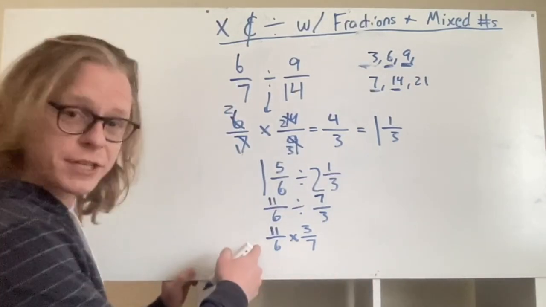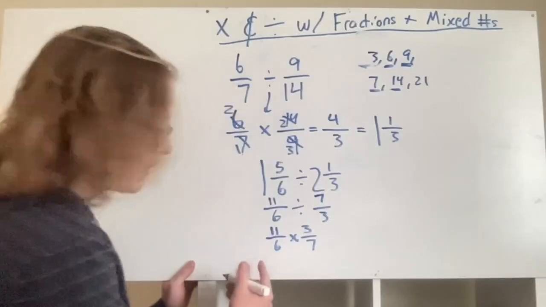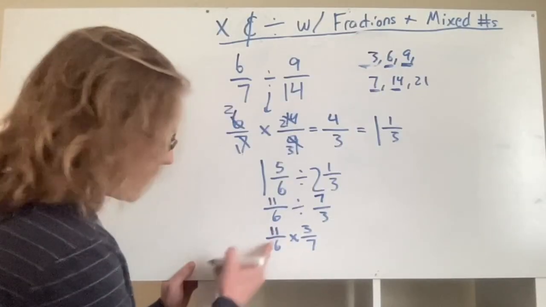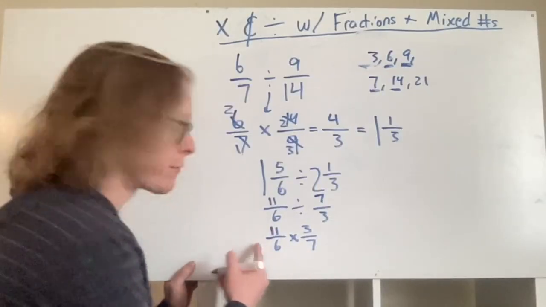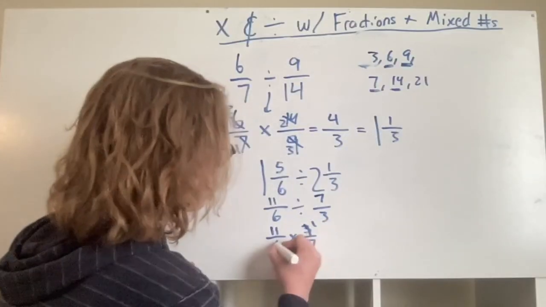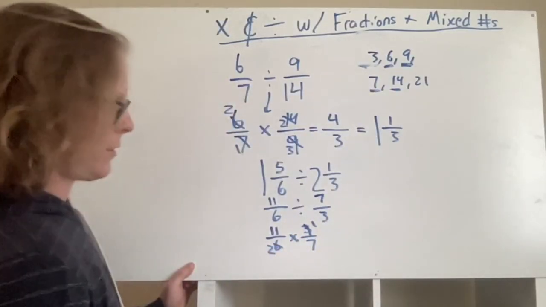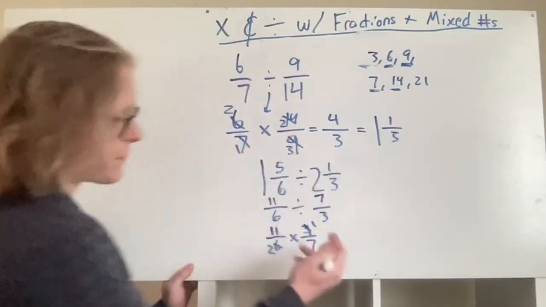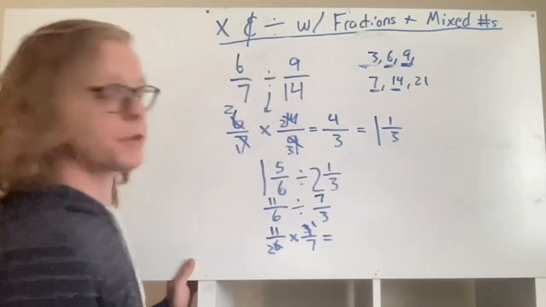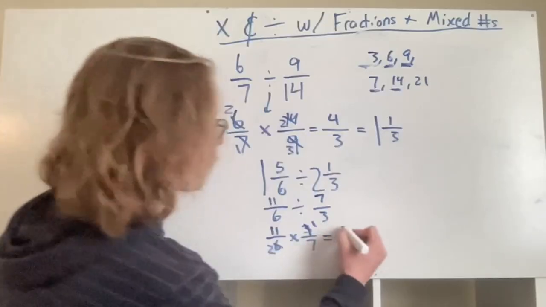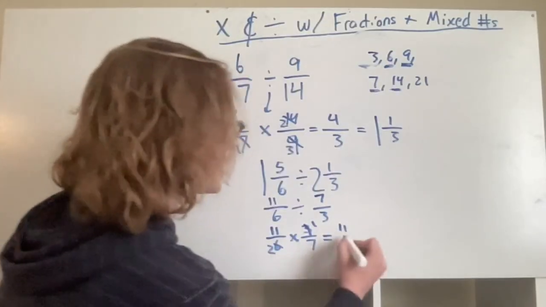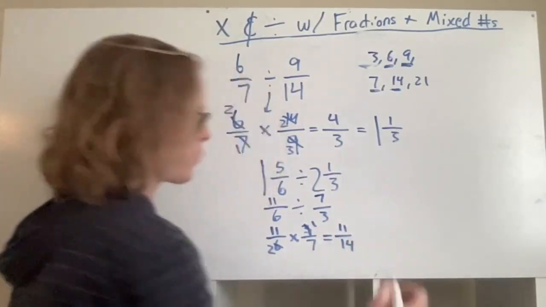Now that it's multiplication, check for cross canceling. Nothing here, but 3 and 6, we can, right? They're both 3 times tables. This is 3 times 1, this is 3 times 2. Okay, now that we've done all this transformation, we can finally multiply straight across. 11 times 1 gives me 11, and 2 times 7 gives me 14.